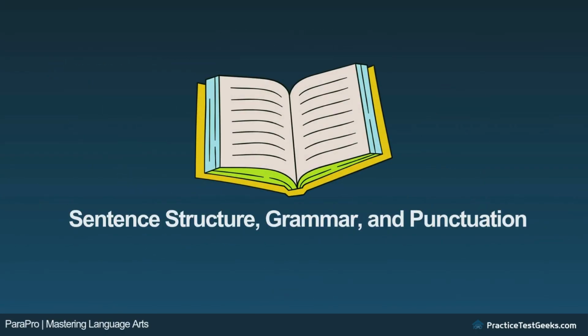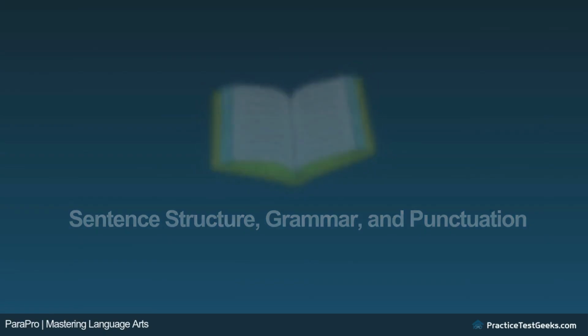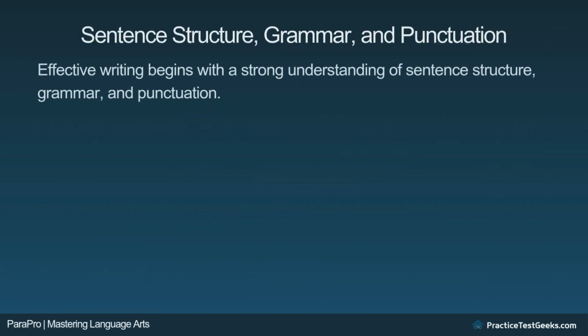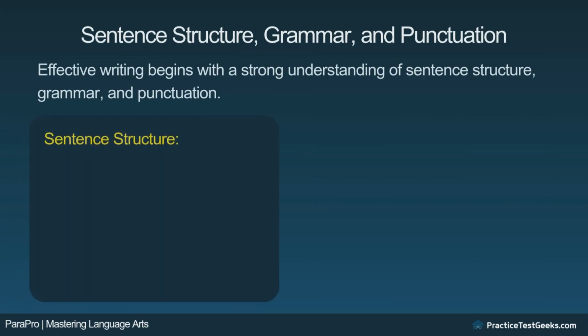Sentence structure, grammar, and punctuation. Effective writing begins with a strong understanding of sentence structure, grammar, and punctuation. These elements are essential for creating clear and grammatically correct writing. Sentence structure. 1. Simple sentences. A simple sentence contains a subject and a predicate. It expresses a complete thought. Example: the teacher smiled.